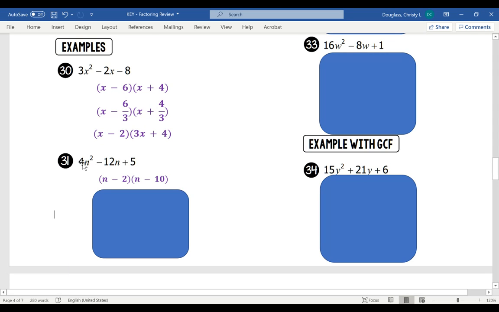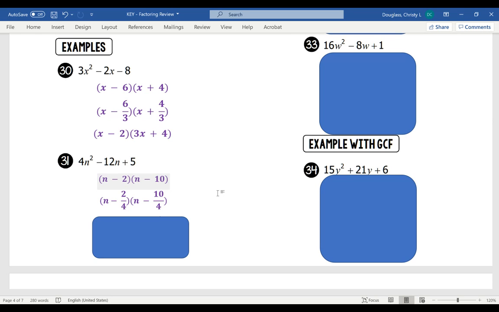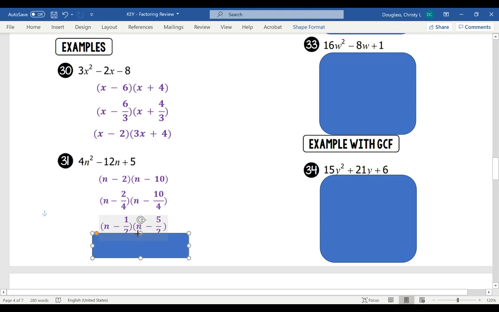Now, because the leading coefficient is 4, I will slide the 4 underneath the minus 2 and the minus 10 to create 2 over 4 and 10 over 4. My next step is to reduce these fractions as much as possible. I can reduce 2 over 4 to 1/2, and I can reduce 10 over 4 to 5/2. Remember, we don't want to leave fractions, so you simply slide the denominator back in front of your variable. So the 2 comes back over here. It becomes 2n minus 1. And this 2 in this fraction slides over here in front of the n, and it becomes 2n minus 5.